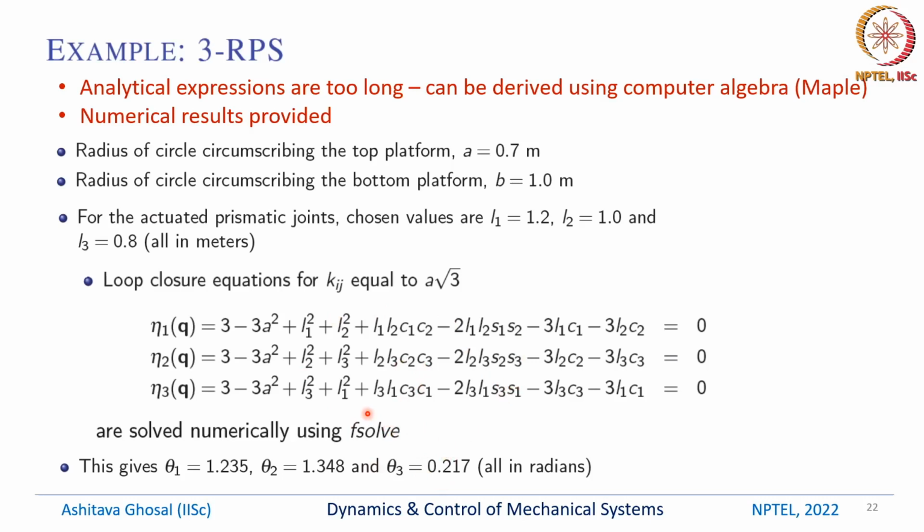So in fsolve, we substitute these three equations and give some initial guesses, and then we can find the values of theta 1, theta 2, and theta 3. In these equations, we substitute L1 as 1.2, L2 as 1.0, L3 as 0.8, and give it to fsolve. This will give theta 1 as 1.235, theta 2 as 1.348, and theta 3 as 0.217 in radians. Okay, so this is a numerical solution because the analytical expressions are much too complicated.